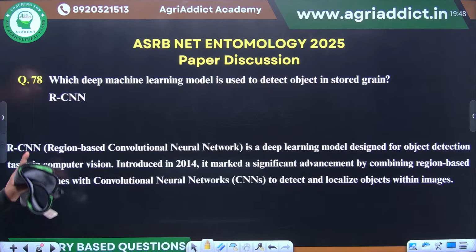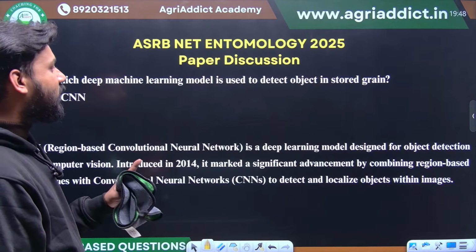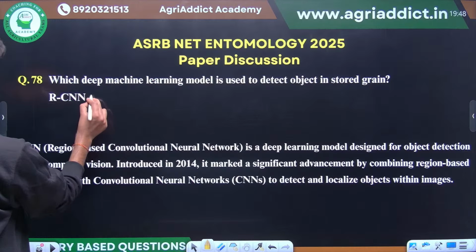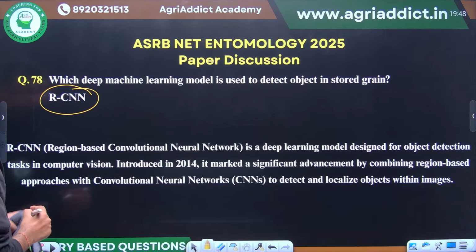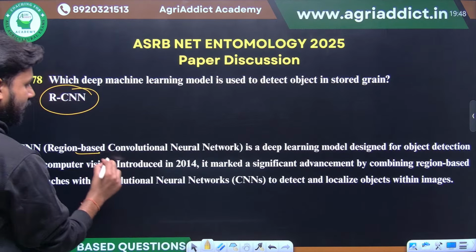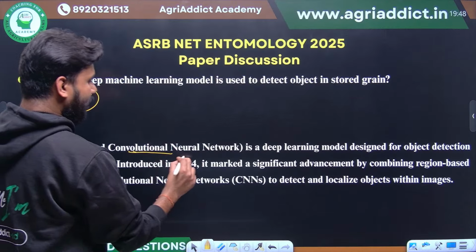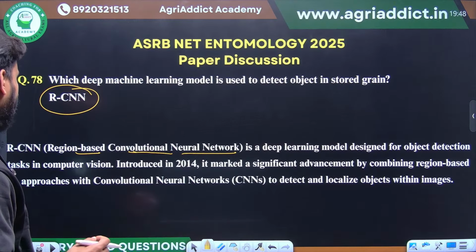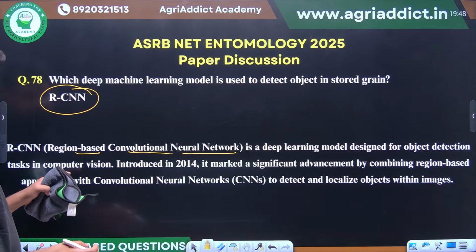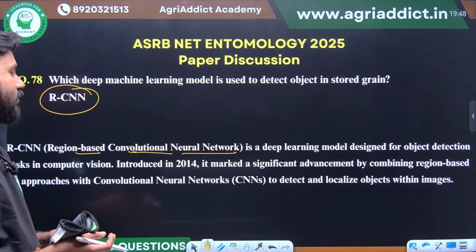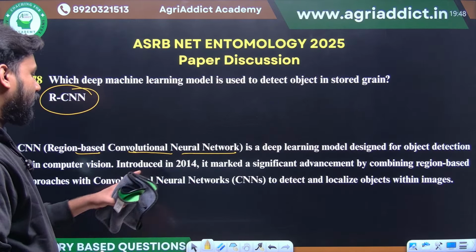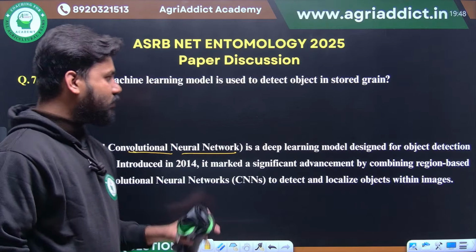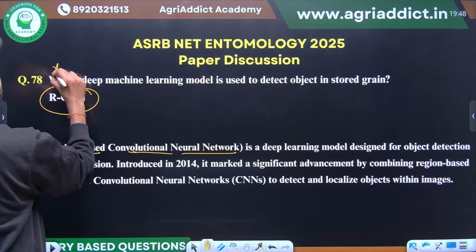Next question is, which deep machine learning model is used to detect objects in stored grain? So the correct answer will be RCNN. It is a region-based convolutional neural network. It's a deep learning model designed for object detection in computer vision. It was introduced in 2014 to detect and localize objects within an image. So this is a very new question.